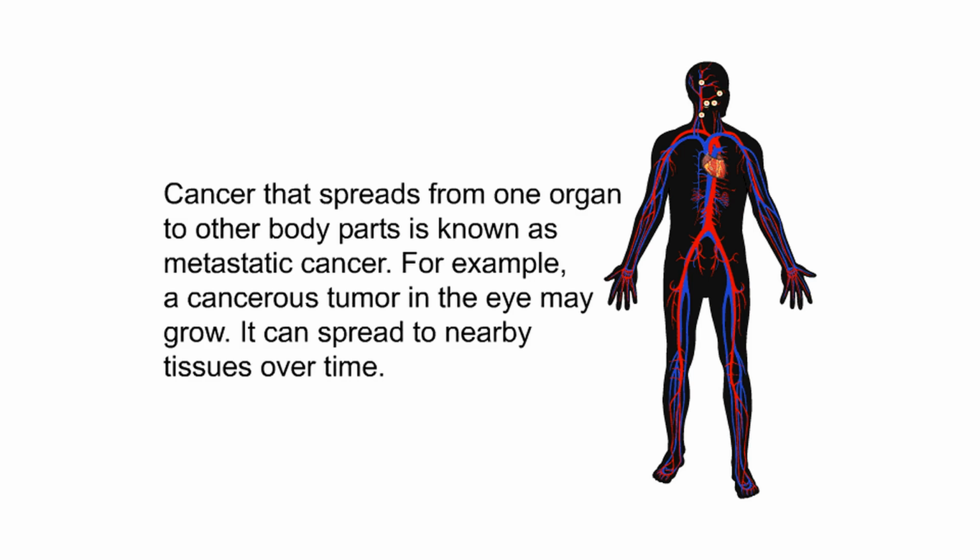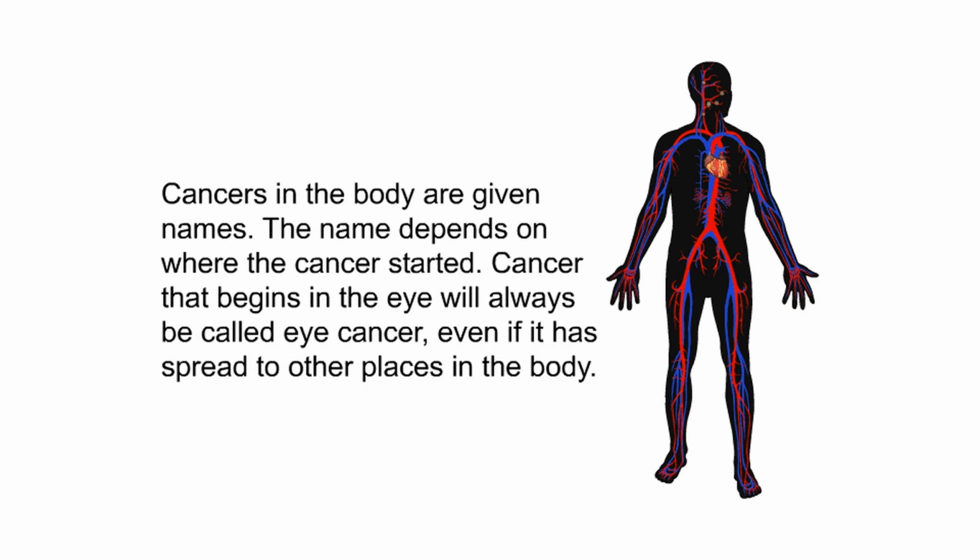Cancer that spreads from one organ to other body parts is known as metastatic cancer. For example, a cancerous tumor in the eye may grow. It can spread to nearby tissues over time. Cancers in the body are given names. The name depends on where the cancer started. Cancer that begins in the eye will always be called eye cancer, even if it has spread to other places in the body.